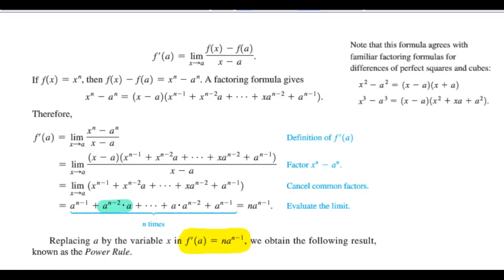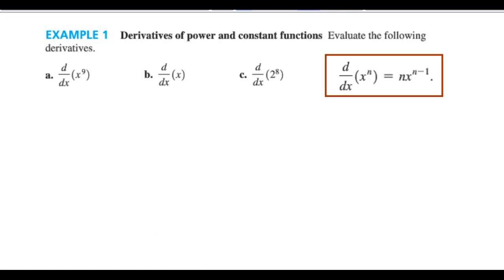Here's the proof of why this definition works. If you're interested in that, read. I'm just going to go through and give you some examples. So the derivative of x to the 9th is going to be 9x to the 8th. Again, I multiplied 9 times the 1 out front and then decrease the exponent by 1.